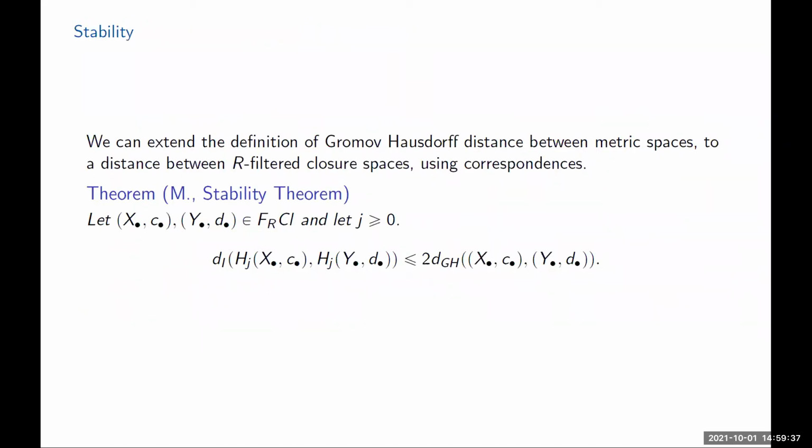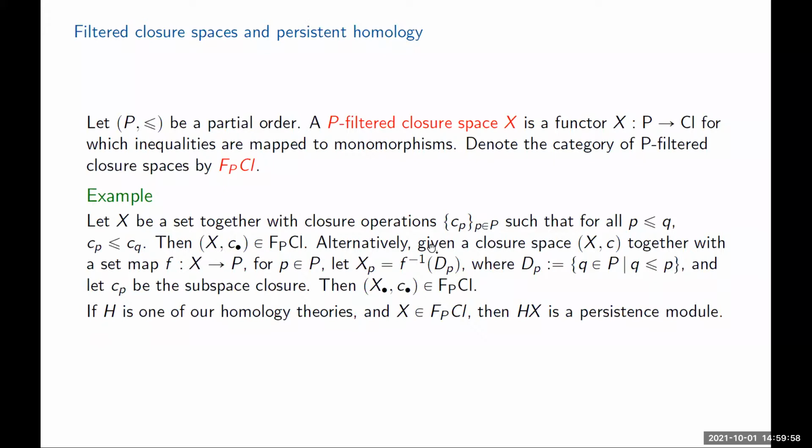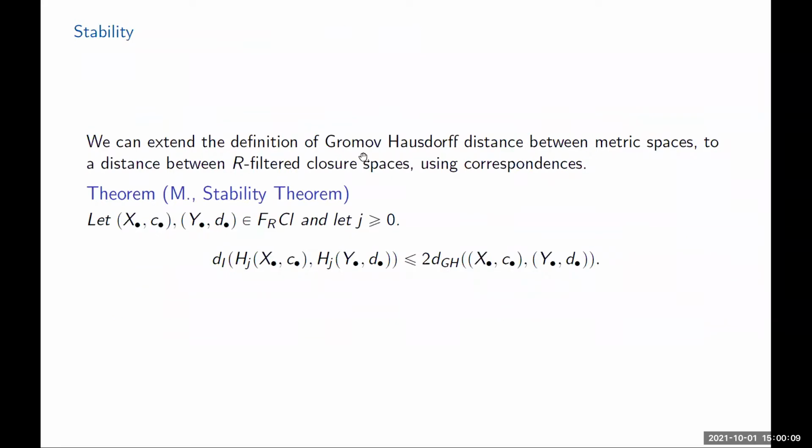And one thing we can do is we can extend the Gromov-Hausdorff distance from metric spaces to R filtered closure spaces. R is just the real line. The way you can think of this is that you can embed metric spaces into R filtered closure spaces just by taking P to be the real numbers, and then these closures will be just thickenings by epsilon. So you can embed the metric spaces in this category. And then you can extend the definition of Gromov-Hausdorff distances, the definition that involves using correspondences. You can extend that definition to define a distance between filtered closure spaces.